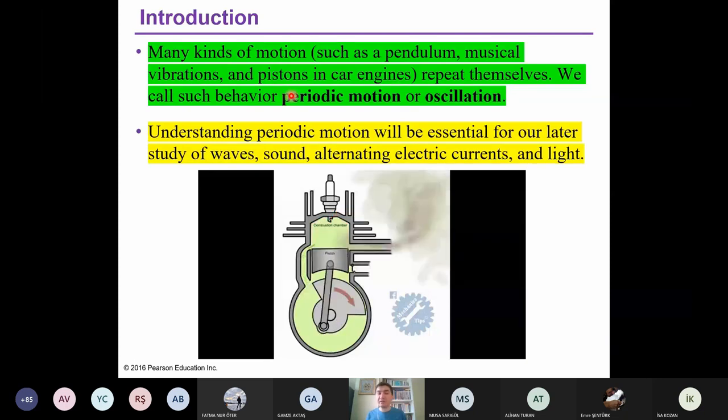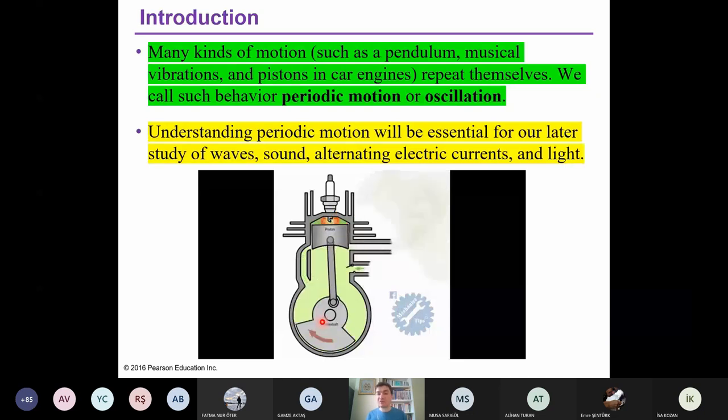Look at the piston here. What do you see? The piston is moving up and it goes back, up and down, okay? This is the movement direction of the piston. And here you see a crankshaft, which is rotating around a certain rotation axis, and it is also repeating its motion, okay? So we are talking about repetition of the motions. Both piston and crankshaft repeat their motion, okay? So this is periodic motion, or you can say oscillation.